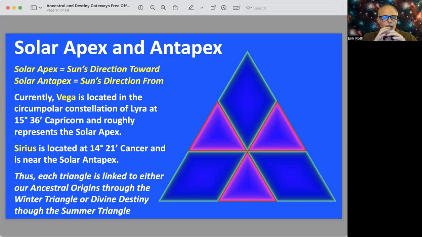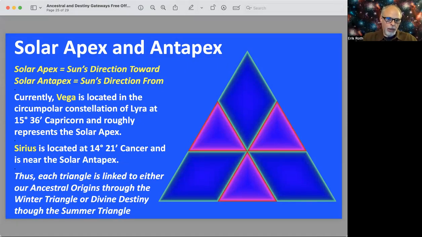Oh, yes, the apex and the antapex. So these are terms we're going to use as well in the online course. The solar apex is where the sun, along with all that is orbiting the sun, is moving toward. The antapex is where the sun has moved from.